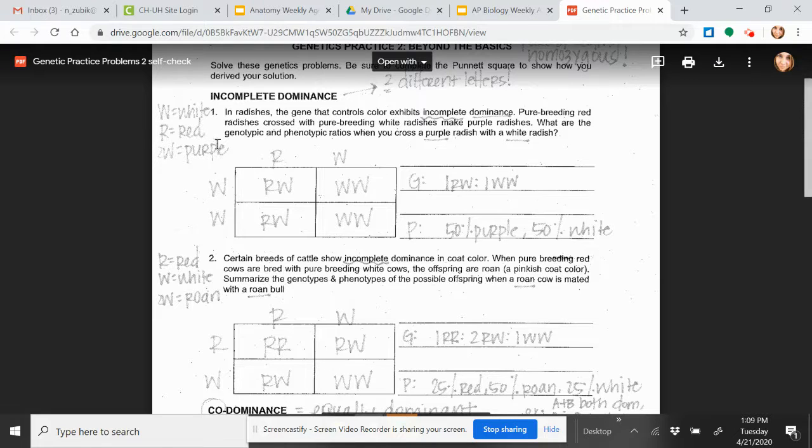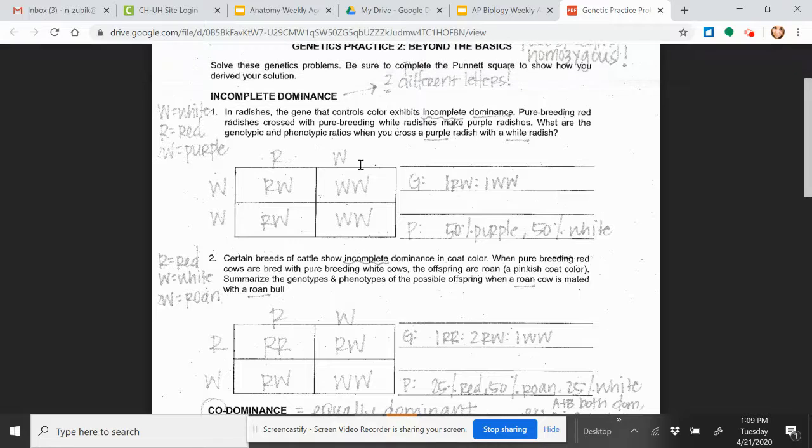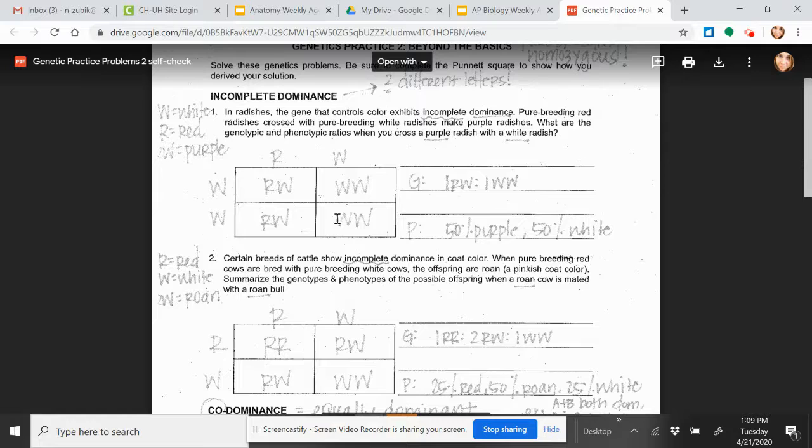So here you'll see I made a key, W for white, R for red. So RW then is purple. That's our heterozygote. So pure breeding white with purple. So purple is RW. So RW, RW, WW, WW.